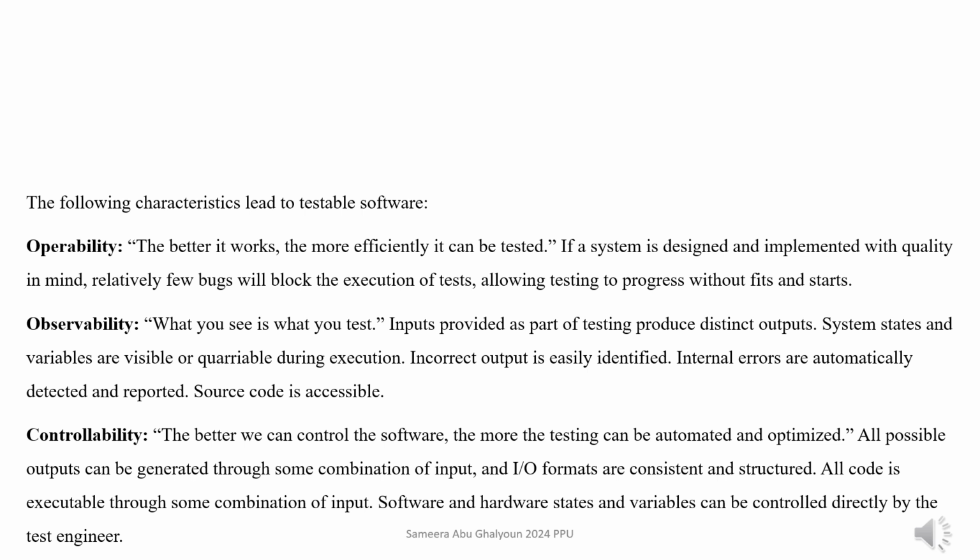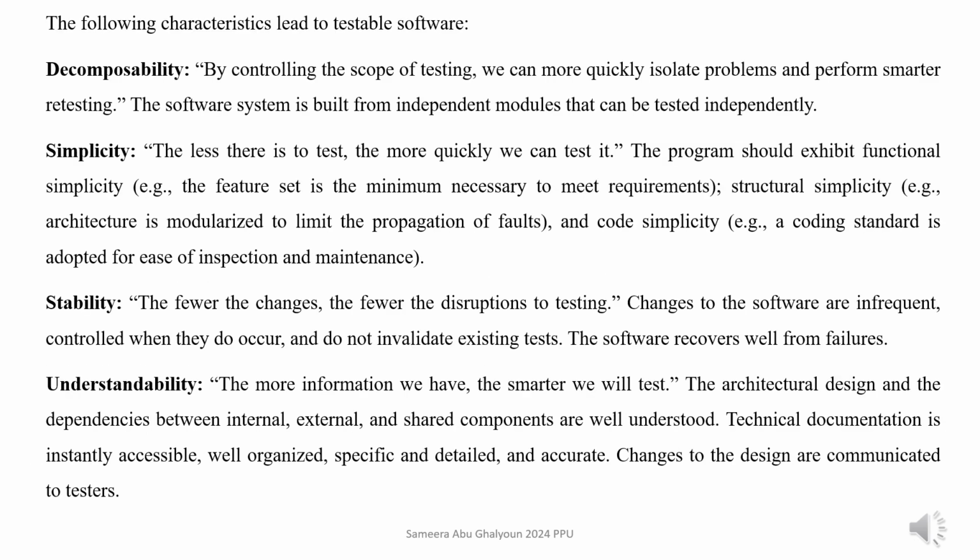3. Controllability. The better we can control the software, the more the testing can be automated and optimized. All possible outputs can be generated through some combination of input, and I/O formats are consistent and structured. All code is executable through some combination of input. Software and hardware states and variables can be controlled directly by the test engineer.